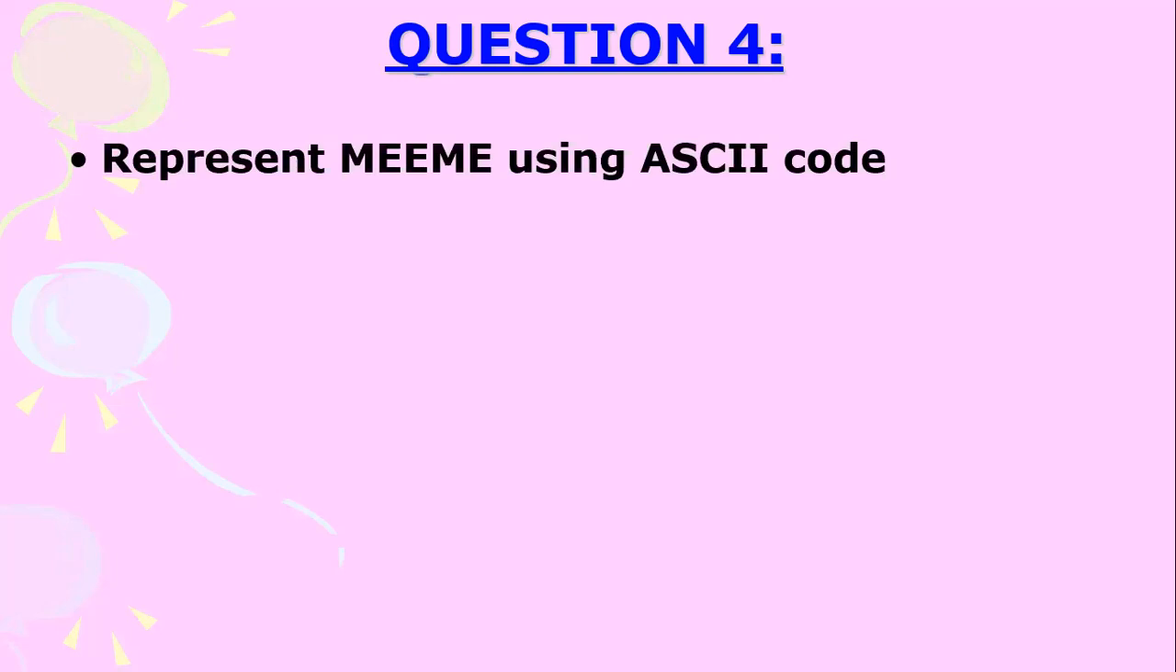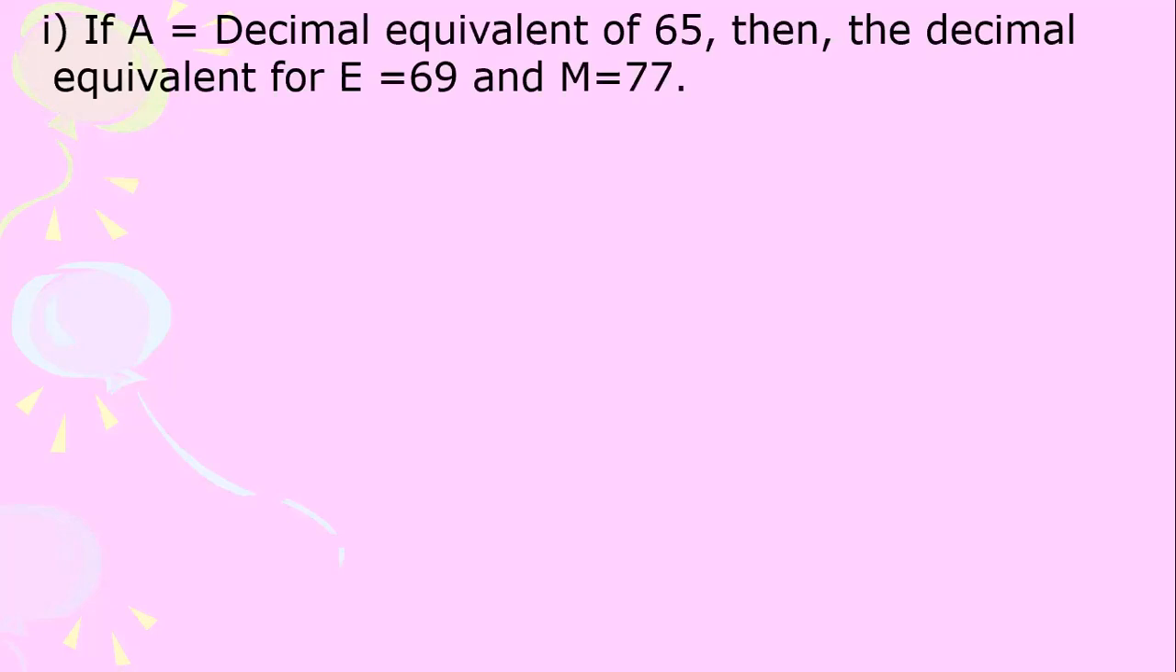Let's now test our brain a little. Represent meme, which is my name, using ASCII code. How do we go about it? This is what to do. If A is equal to the decimal equivalent of 65, then the decimal equivalent for E is 69 and M is 77.